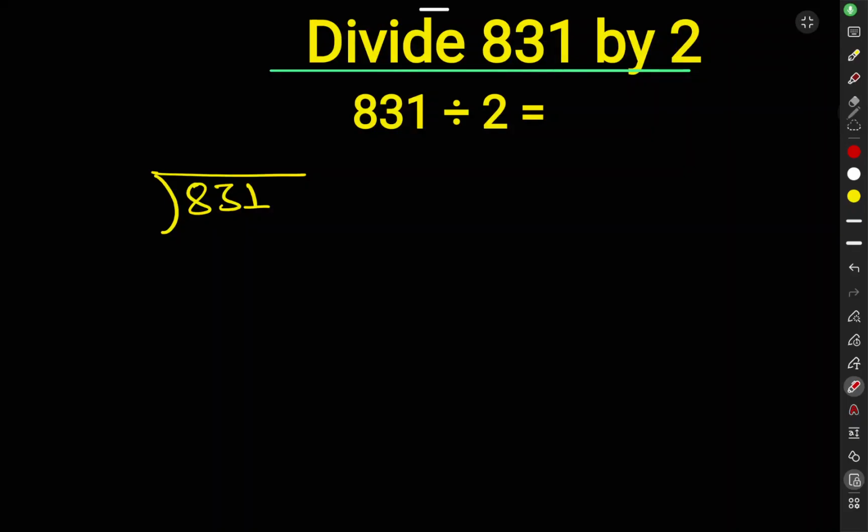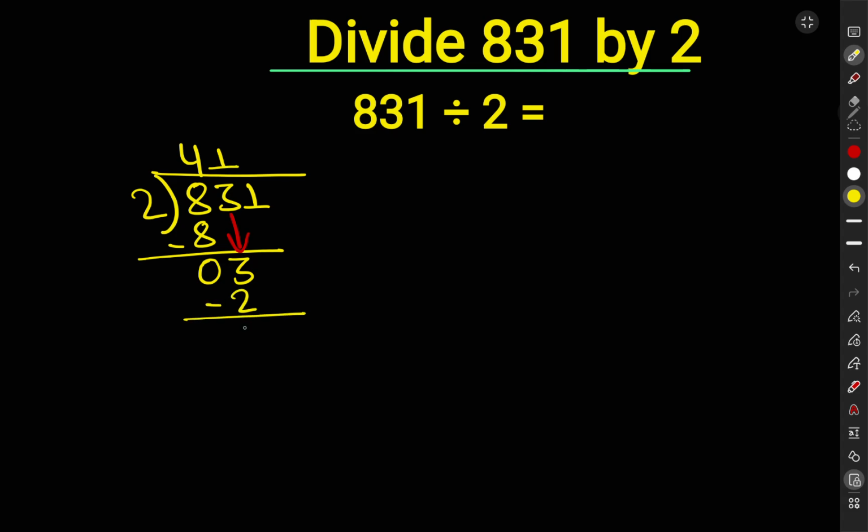We divide 831 by 2 in a long division method. So 2 times 4 is 8. On subtracting we get 0. So now we put down these 3 and 2 times 1 is 2.